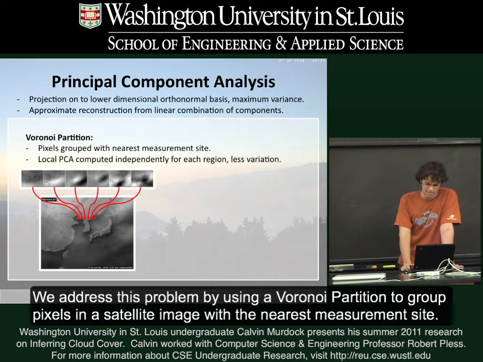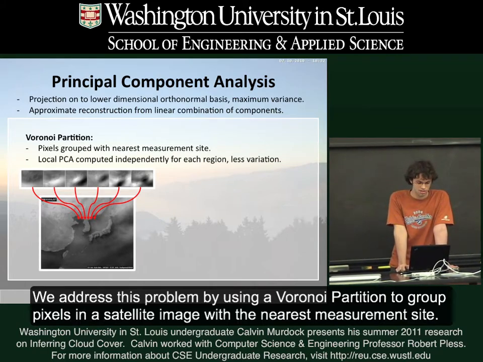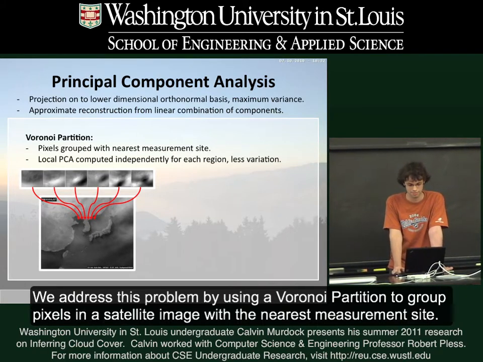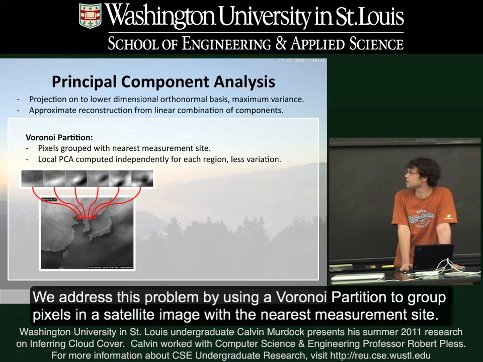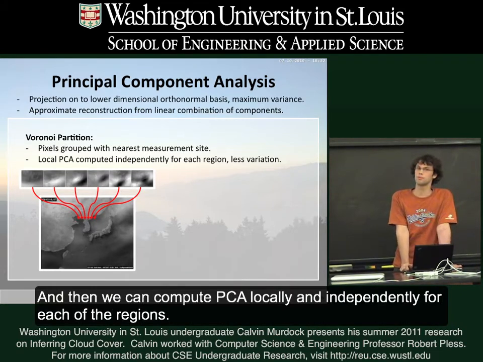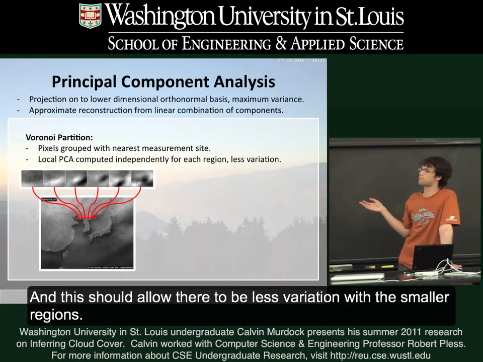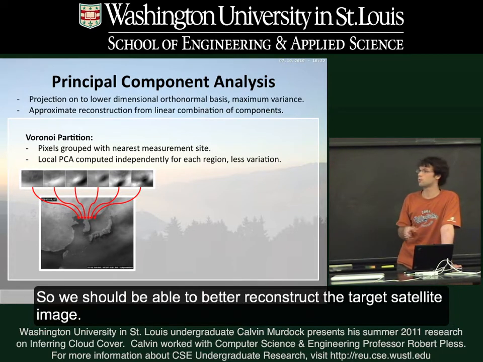So our way of addressing this problem is using a Voronoi partition to group pixels in the satellite image with the nearest measurement site. And then we can compute PCA data locally and independently for each of the regions. And this should allow there to be less variation within the smaller regions. So we should hopefully be able to better reconstruct the target satellite image.